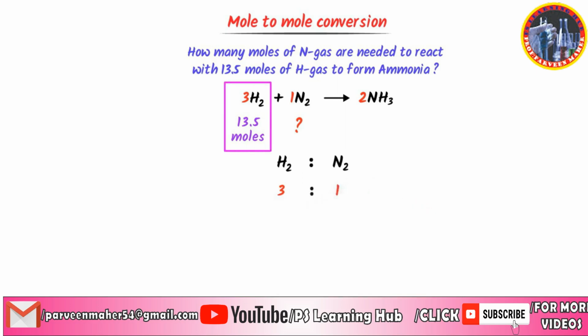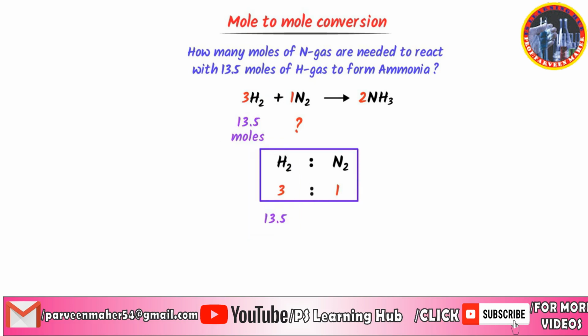We are already given the number of moles of hydrogen gas. I will write this 13.5 moles below the hydrogen gas.